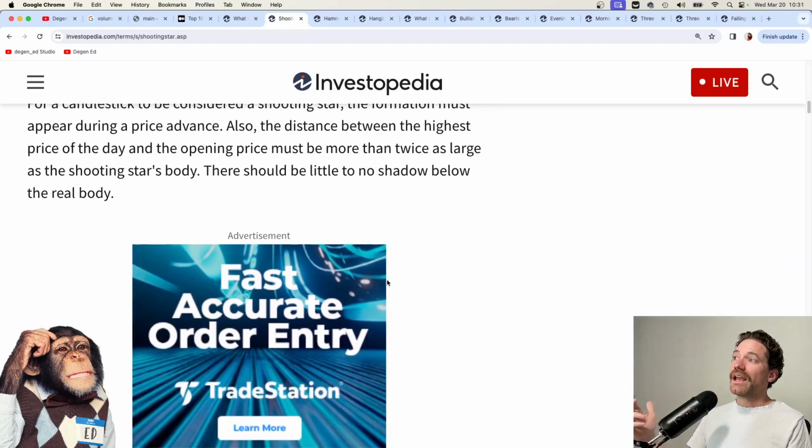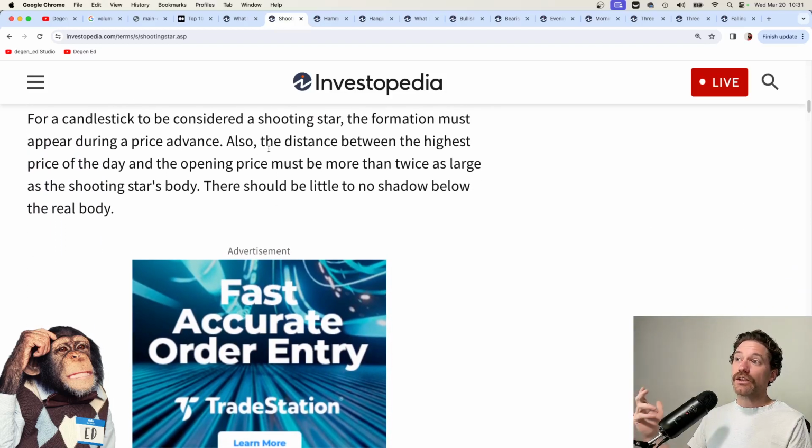And so for a candlestick to be considered a shooting star, the formation must appear during a price advance. Also, the distance between the highest price of the day and the opening price must be more than twice as large as the shooting star's body. There should be little to no shadow below the body. And so with this being said here, the distance between the highest price of the day and the opening price must be more than twice as large as the shooting star's body.